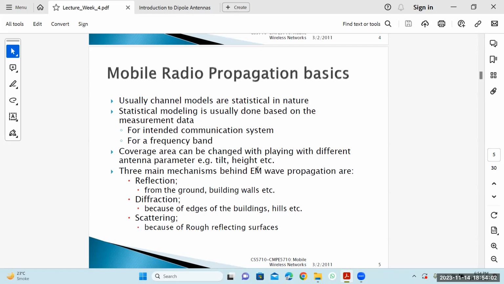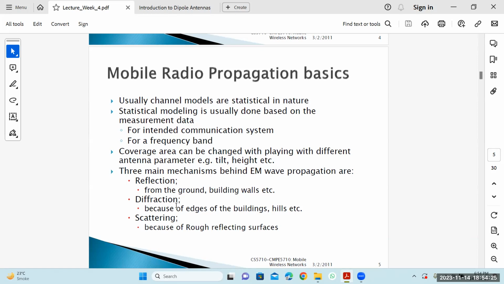So there are three main mechanisms behind electromagnetic wave propagation. Now we're going to study the three main mechanisms behind EM propagation. The first one is reflection, a very common term that you have been using for quite a while. And reflection can be, say, from the ground, from buildings, from walls.